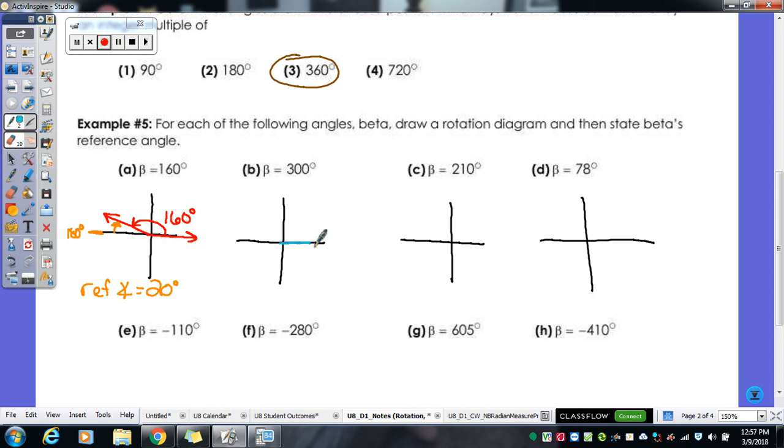So my next one is 300. That's over there in quadrant 4. Yes, because it specifically said draw a rotation diagram. Okay. So again, our reference angle goes from the x-axis down to the terminal ray. So this one would be 60 degrees. Are there ever negative? Reference angles are never negative.